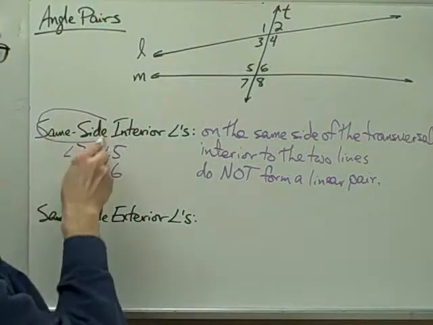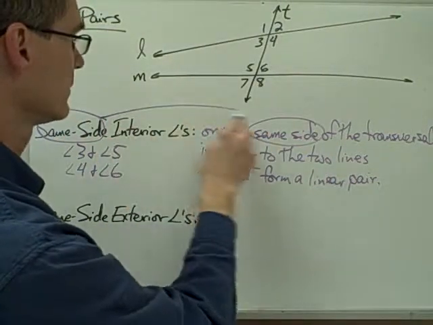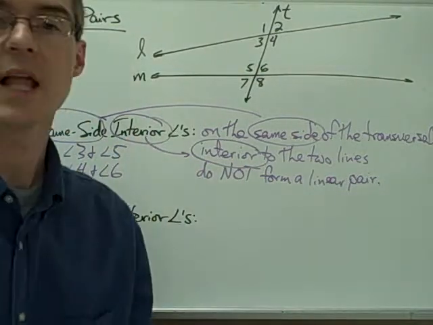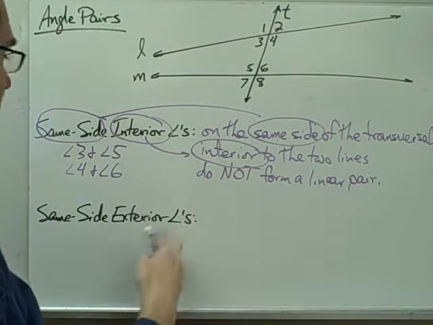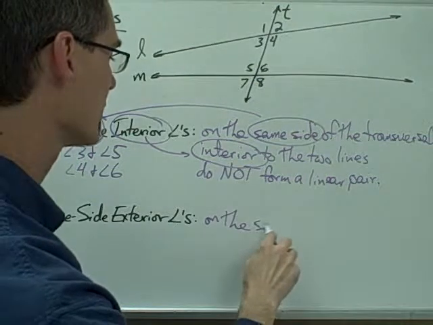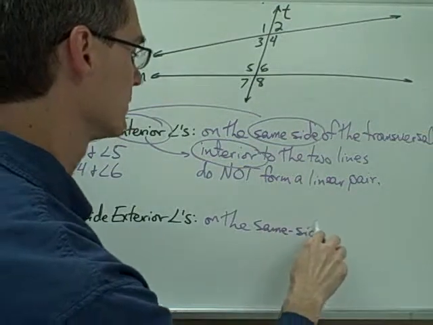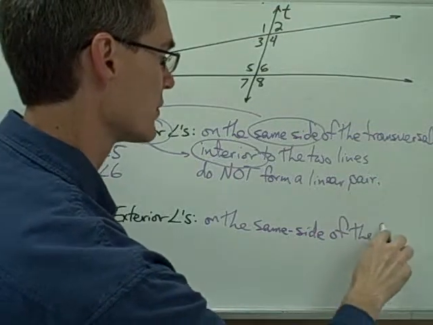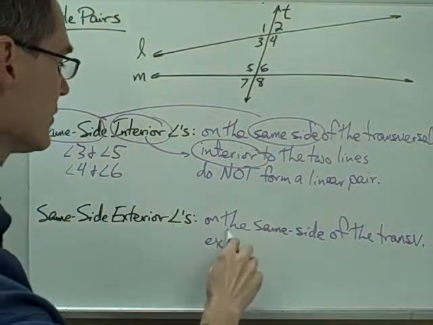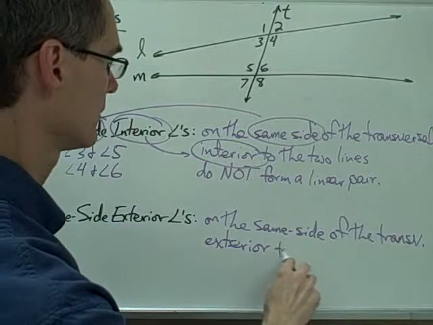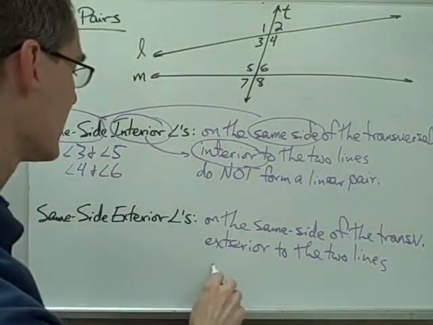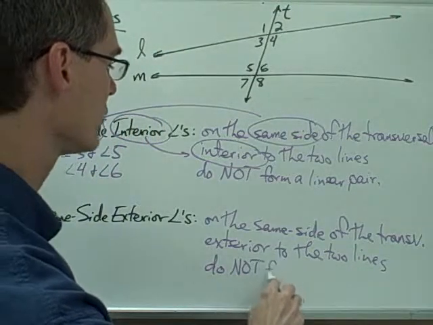All right, and you can see where the name comes from, same side. They're on the same side, interior to the two lines. Same side exterior angles are very similar, except in this case they are again on the same side of the transversal. This time they are exterior to the two lines. And again, they do not form a linear pair.